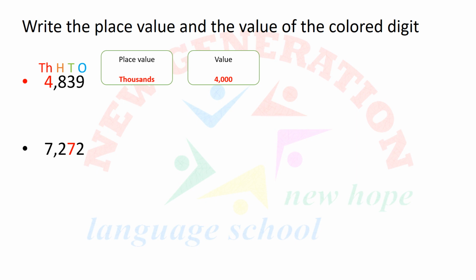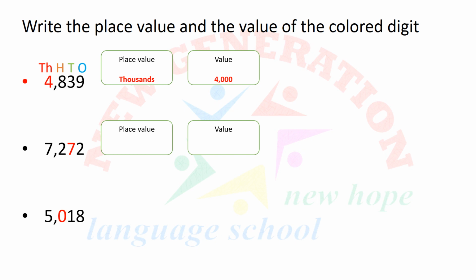Also the same. Can you read this number? Excellent. 7272. I want the place value and the value of the 7. Okay. The place value of the 7 is the tens, and the value of the 7 is 70.